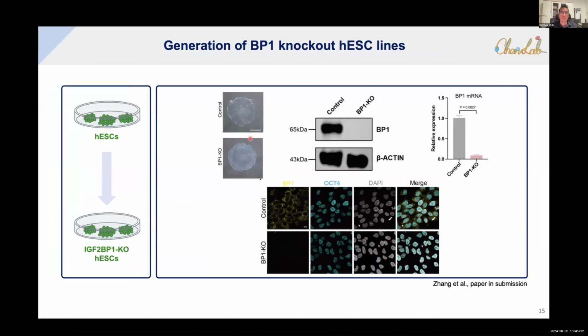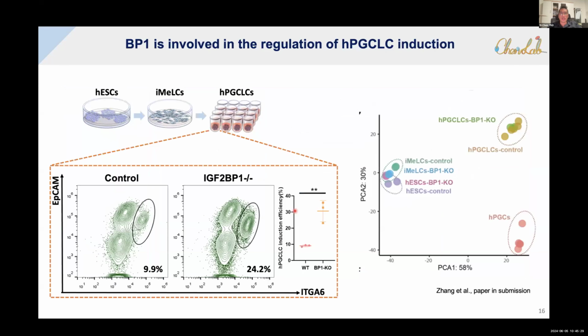After we obtained the BP1 knockout cells, just like the METTL3 knockout cells, morphologically they're very similar to the control cells, and they can be maintained for passages and passages. Using Western blot, qPCR and also immunofluorescence, we confirmed that indeed the BP1 protein and the BP1 gene are completely depleted. We also induced germ cells from the BP1 knockout embryonic stem cells, and we discovered the same phenotype: increased percentage of the PGC-like cells. For example, in control it's about 10%, and in the BP1 knockout it's about 20%, about a twofold increase for the PGC induction.